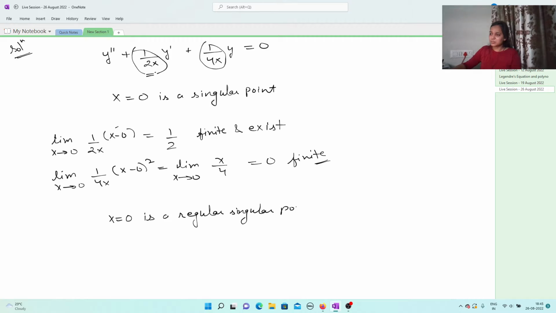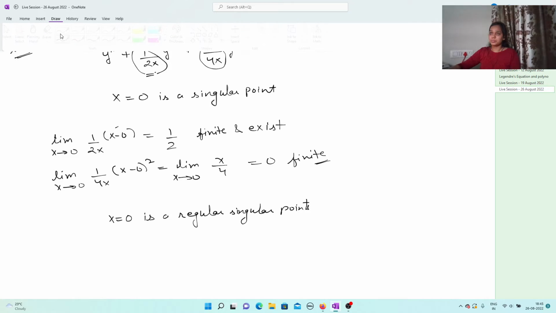So we have done several questions in the last tutorial to find whether the point is a singular point, ordinary point, regular singular or irregular singular. Now once we know that x equals 0 is a regular singular point, now we can apply the Frobenius method.